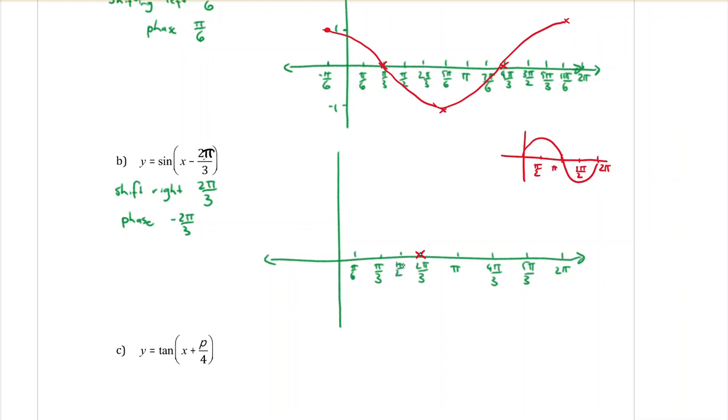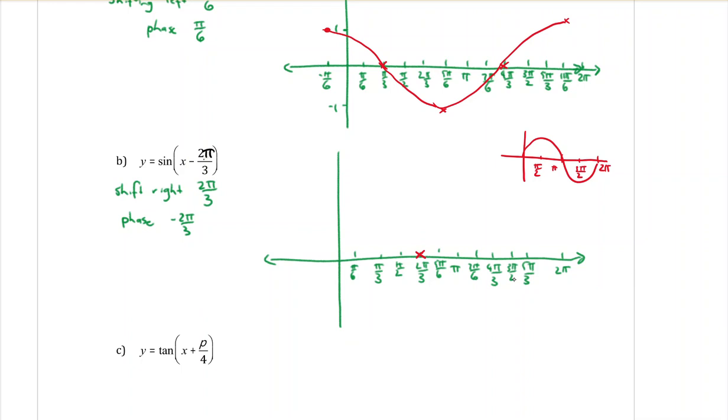3 pi over 6. Losing my train of thought. 1, 2, 3, 4. Now I need 5 pi over 6, 6 pi over 6, 7 pi over 6, 8 pi over 6. That would be 9 pi over 6, which is 3 pi over 2.